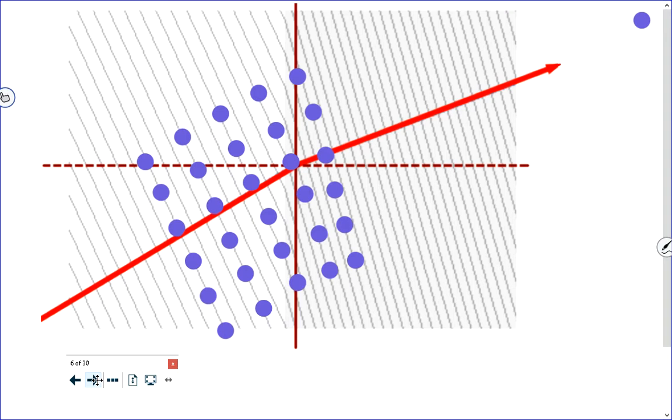I just realized there's a person in the top right corner. I don't know who that is or why they're not involved. I guess they showed up late.